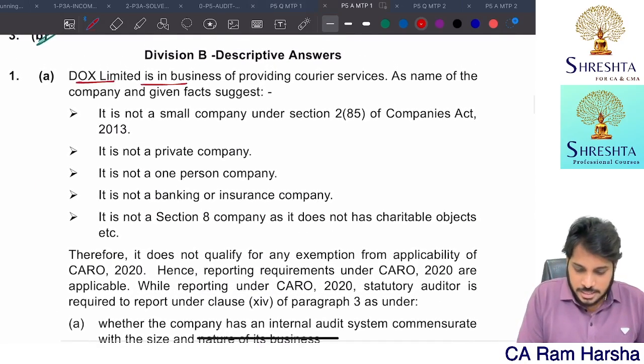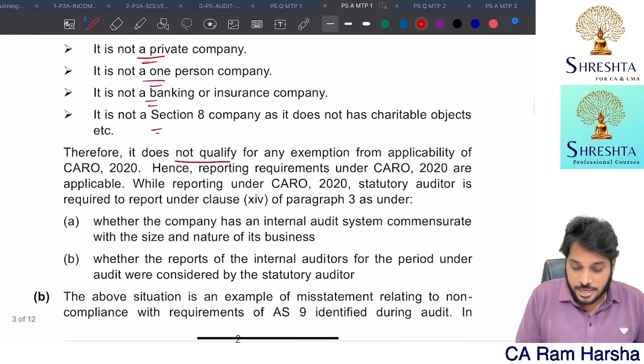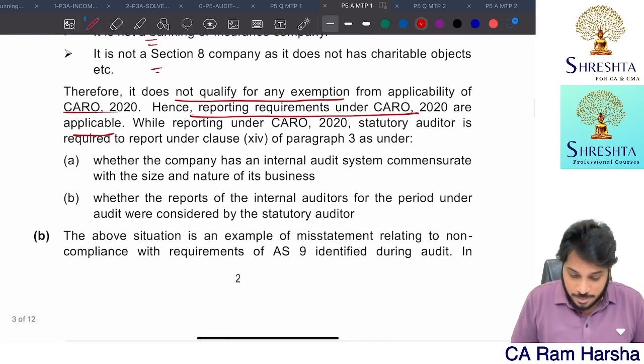Docs Limited is in the business of providing courier services. As the name of the company and the given facts suggest, it is not a small company, not a private company, not a one person company, not a bank, and not a Section 8 company. Therefore, it does not qualify for exemption under CARO. Hence, the reporting requirement under CARO is applicable.